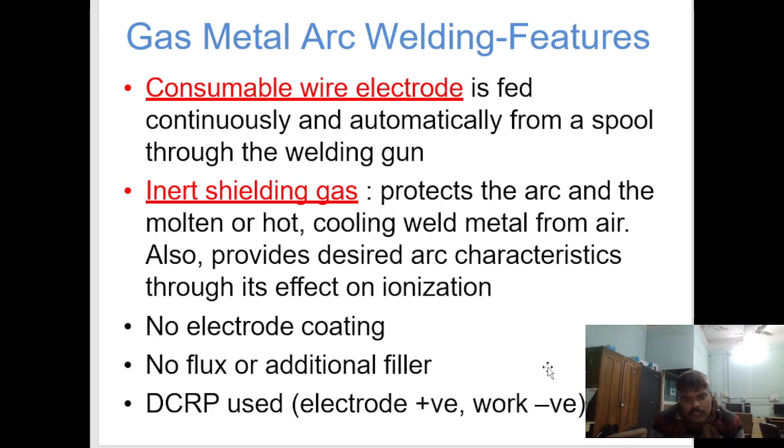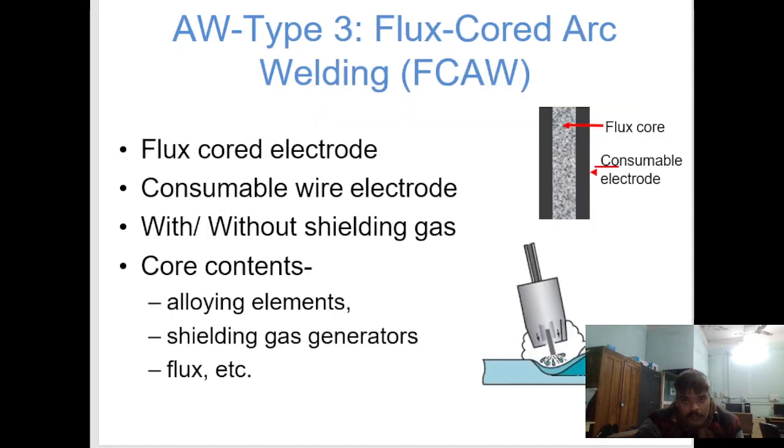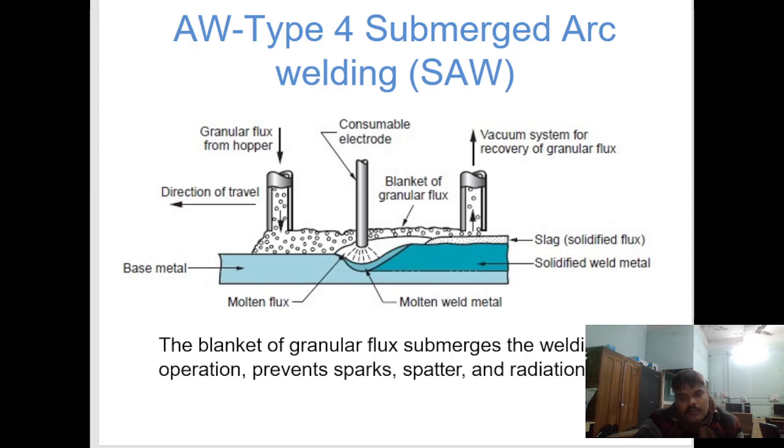It also provides desired arc characteristics through its effect on ionization. No electrode coating, no flux or additional filler. Direct current reverse polarity, when a high deposition rate is required. So the electrode will be positive and the workpiece will be negative. Flux cored arc welding: flux cored electrode, consumable wire electrode, with or without shielding gas, core content, alloying element, shielding gas generator, flux. Submerged arc welding process.